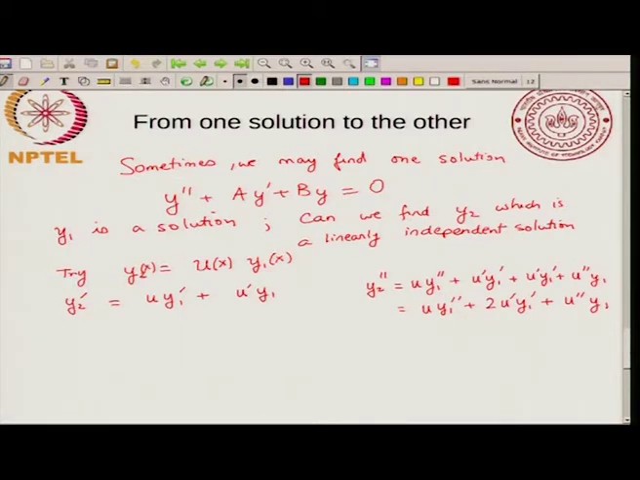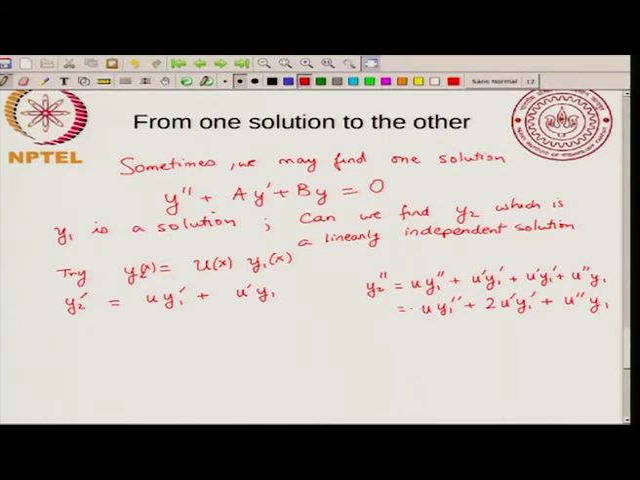Okay, so all I did was I had y2 equal to u times y1. Then y2 prime I write by the usual product rule, and y2 double prime also I write by the usual product rule. And now I substitute in the differential equation, because y2 has to be a solution of this differential equation. So when you substitute in the differential equation, what do you get?